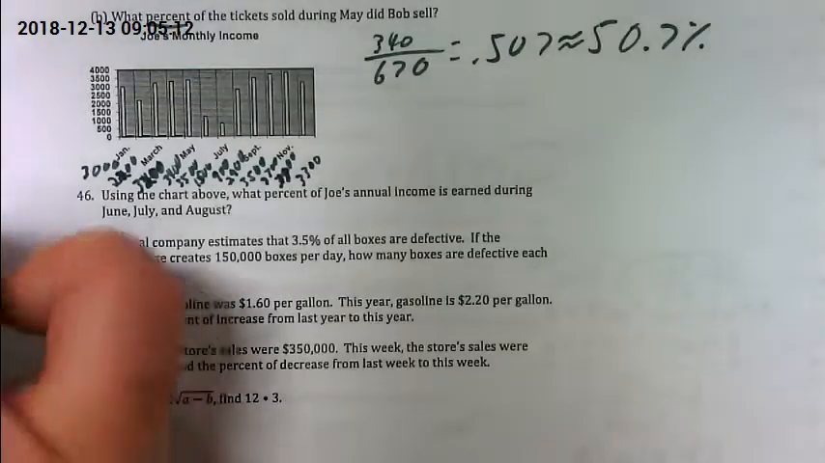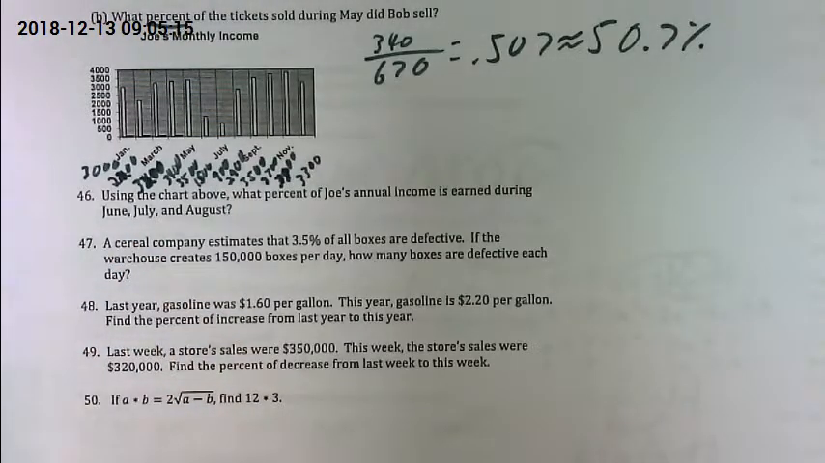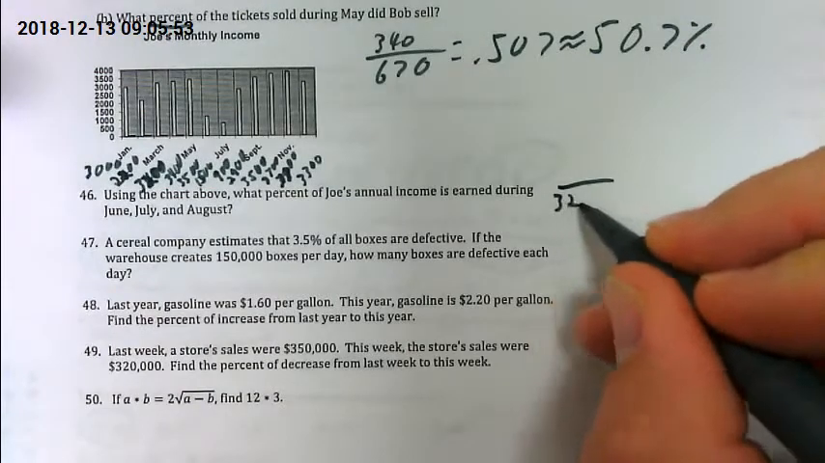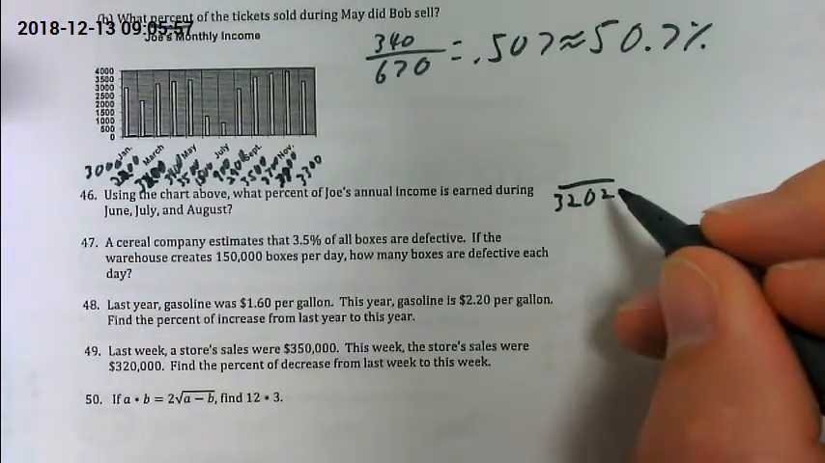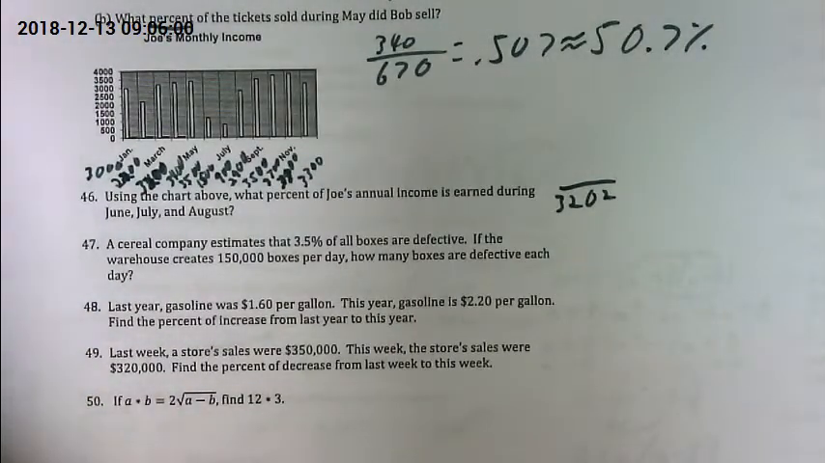We need to add them all up. So if we add all those up, 3,000 plus 22 plus 32 plus 34 plus 35 plus 15 plus 9 plus 29 plus 35 plus 37 plus 38 plus 33. Oh, hold on. I made one mistake.